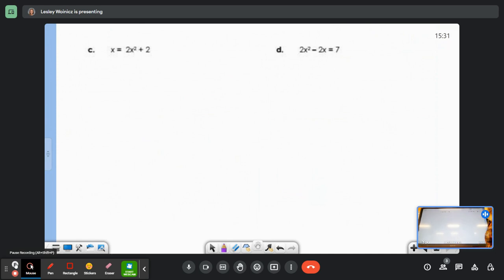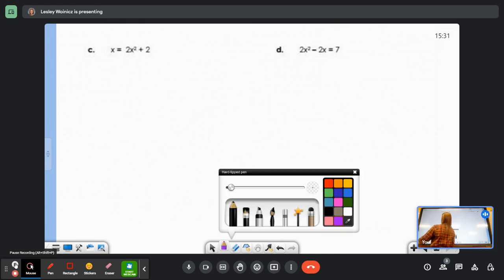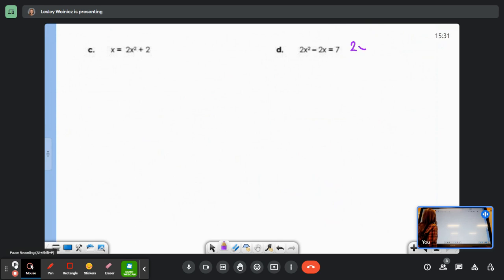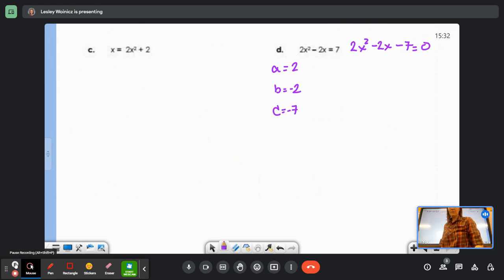Do you guys want C or D? D. Okay. So do we have standard form set equal to 0? No, so we have to subtract away the 7. So we'll get 2x squared minus 2x minus 7 equals 0. Our A is 2, our B is negative 2, and our C is negative 7. Go ahead and plug those in.